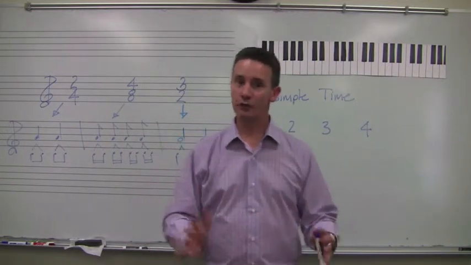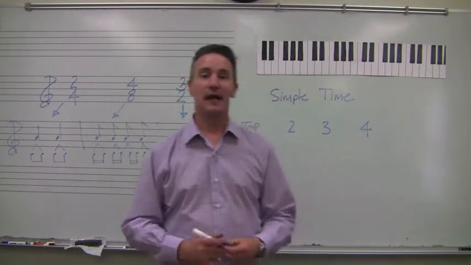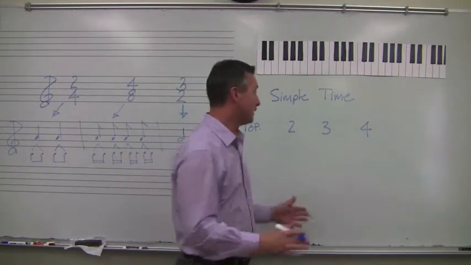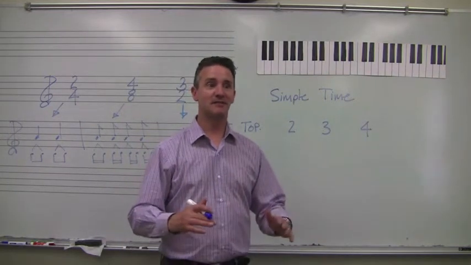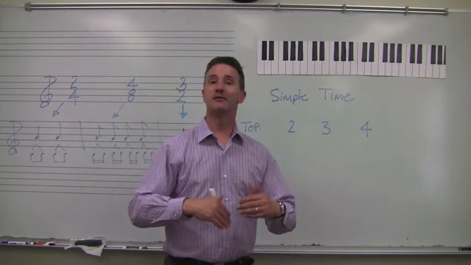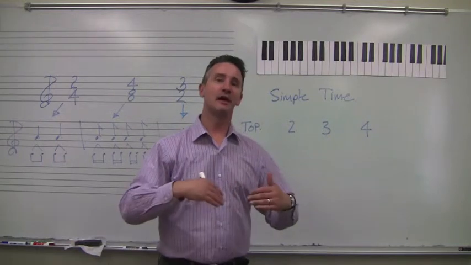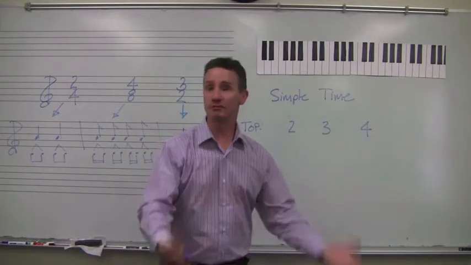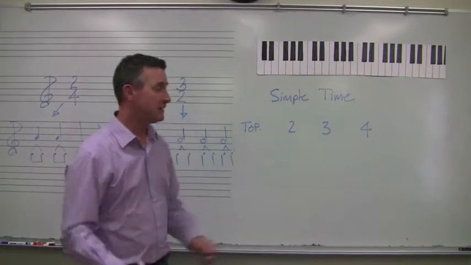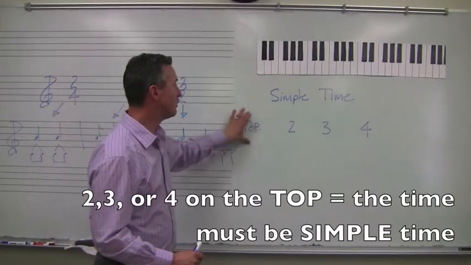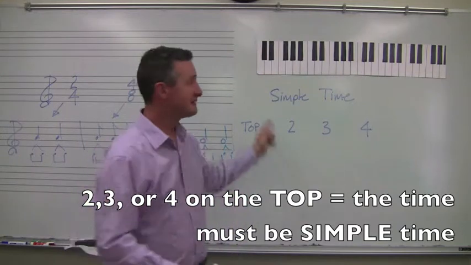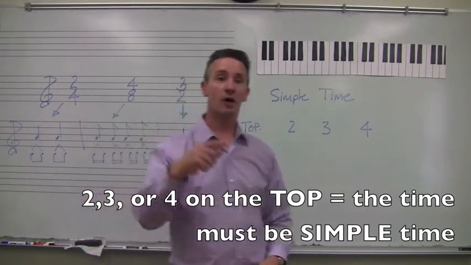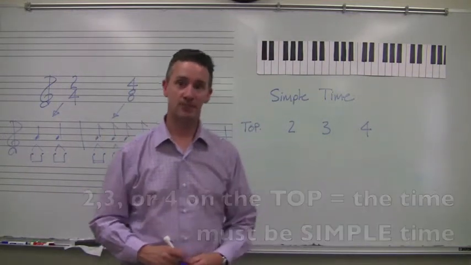Well, we're going to look first of all at simple time. And quite frankly, some of what I'm going to say you just kind of have to accept. It's not so much that I can necessarily explain it as I simply tell you what the symbols mean. So the first thing you need to know is that in simple time the top number will be 2, 3, or 4. Those are the only numbers in simple time that can go on the top of the time signature.